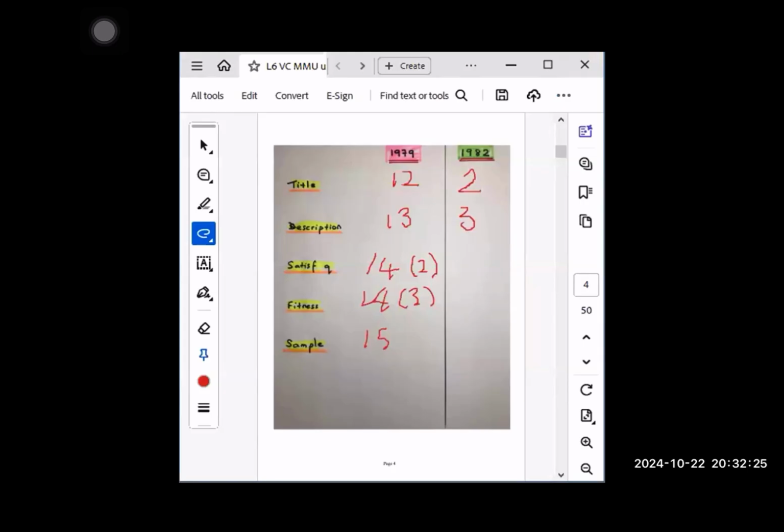Take a wild guess what the section number is for satisfactory quality under the 1982 Act. Yes, the answer is 4.2. Now take a wild guess about the section number for fitness for purpose. This was a trick. It's a trick because the answer is section 4.4 and 4.5. And I'll tell you why it's 4.4 and 4.5.